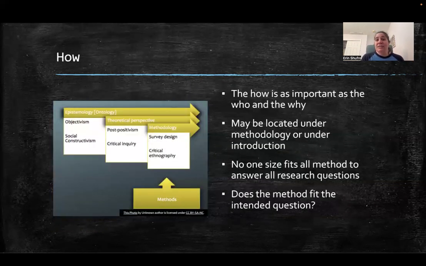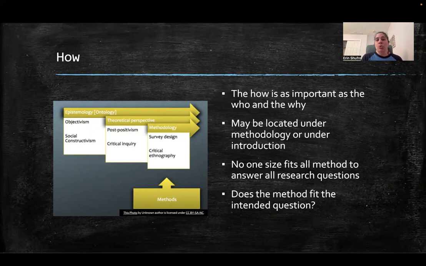The how is as important as the who and the why. So once you've read the abstract and you know the background of the study, you know who's doing it and how they're being funded, and you're still interested, now you want to look at the how. And you can typically find the how either under the introduction or under a separate methodology section, depending on how the article is structured.